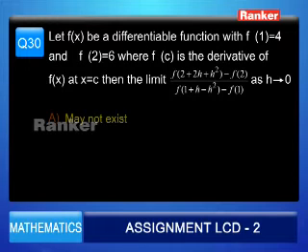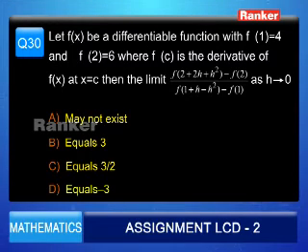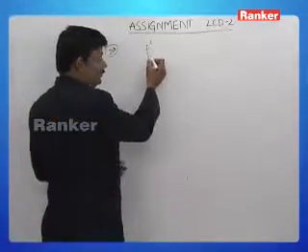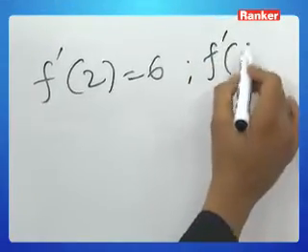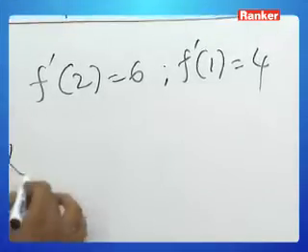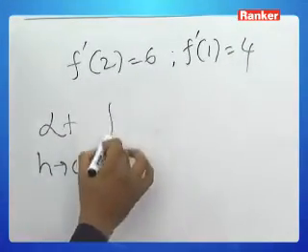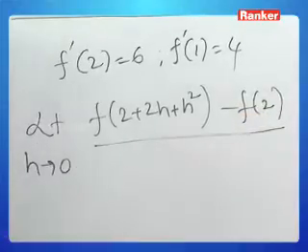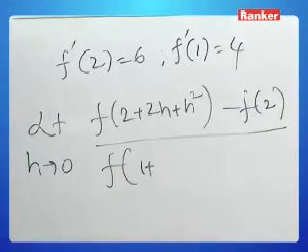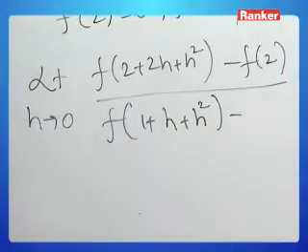Let f of x be a differentiable function with f dash 1 equal to 4 and f dash 2 equal to 6. We have to evaluate the limit as h tends to 0 of f of 2 plus 2h plus h square minus f of 2, divided by f of 1 plus h plus h square minus f of 1.